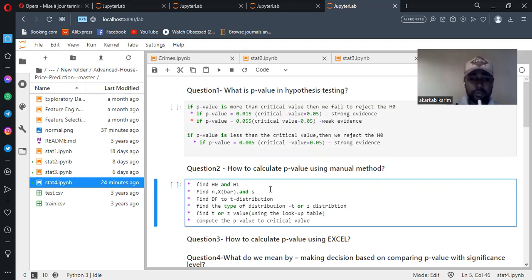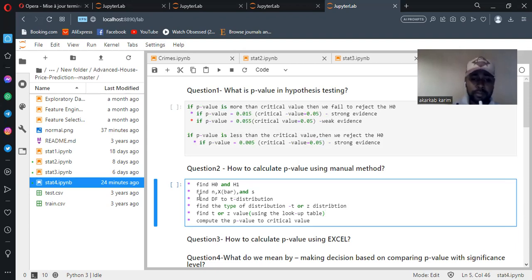So the first one is to find h1 and h0. I mean here we need to formulate our null and alternate hypotheses. Okay, we cannot find the value or answer some questions depending on inferential statistics without trying to formulate h0 and h1. That is necessary. This is the first step we need to do here.